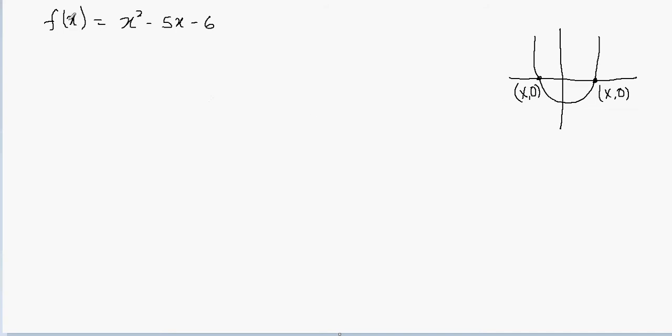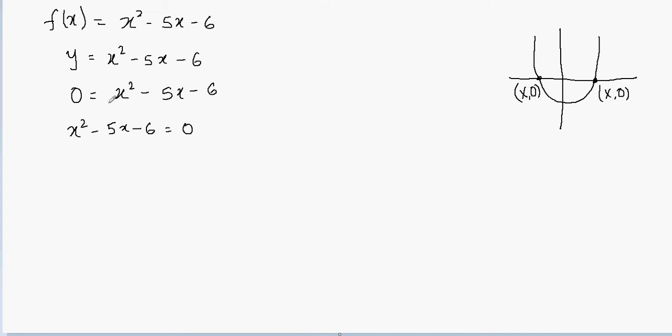So I can say that f of x is nothing but y. I can rewrite f of x as y is equal to x squared minus 5x minus 6. Now, to find the x-intercepts of this function, to find the zeros or roots of this function, I have to set y equals 0. Then I'll get the x-intercepts. Typically, we write the equation with the variable terms on the left-hand side, so let's rewrite this as x squared minus 5x minus 6 is equal to 0.